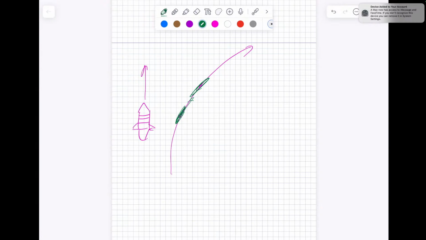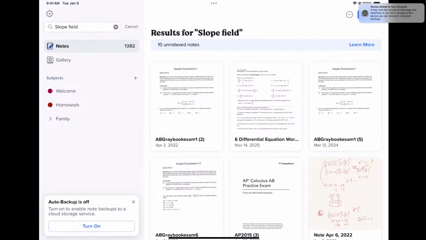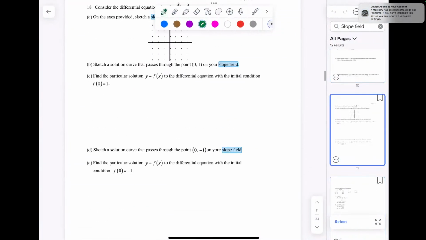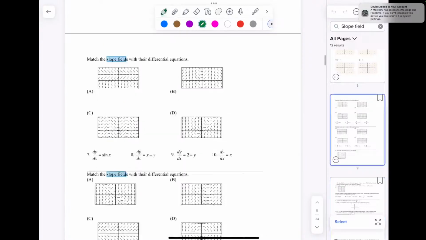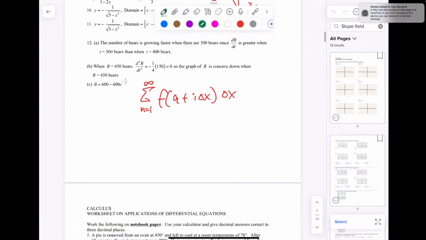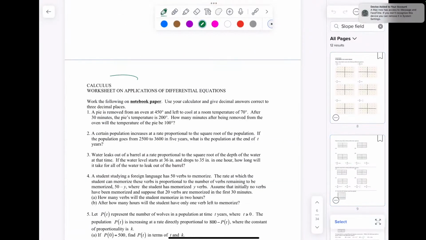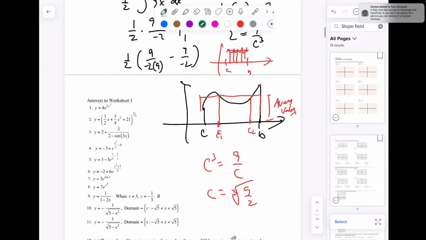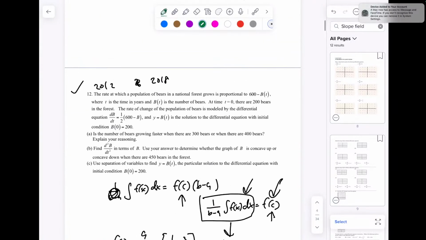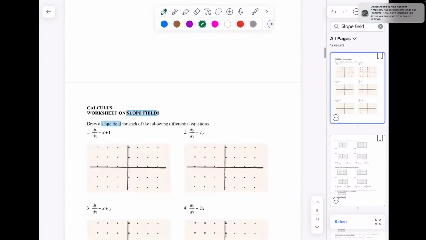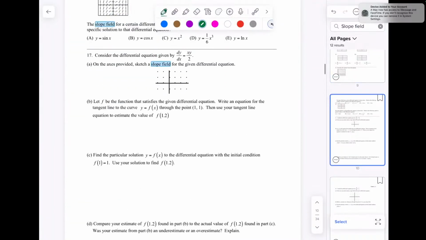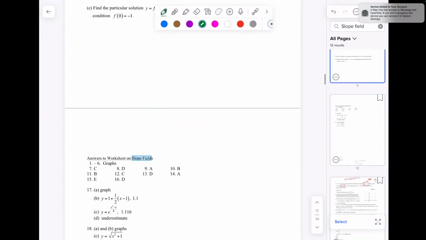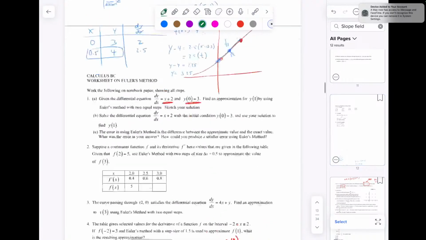So let's try to do a question here. What we're going to do is look at slope field questions. Your homework is going to be based on the applications, like Newton's law of cooling, things like that. But then we're going to look for the one with Euler's method. Okay, so this is Euler's method.